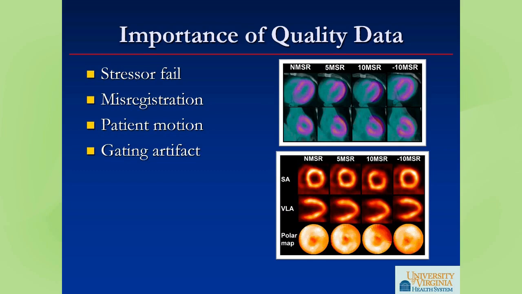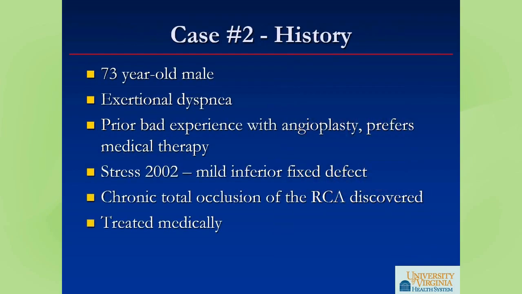Patient motion can certainly provide artifacts that have similar issues, and then gating artifacts can result in an abnormal function assessment. Often that happens in the setting of frequent ventricular ectopy or atrial fibrillation, where the computer is unable to properly gate the images, and thus counts are not put where they belong, and so you get something that looks like it's reduced function when in reality the function was normal.